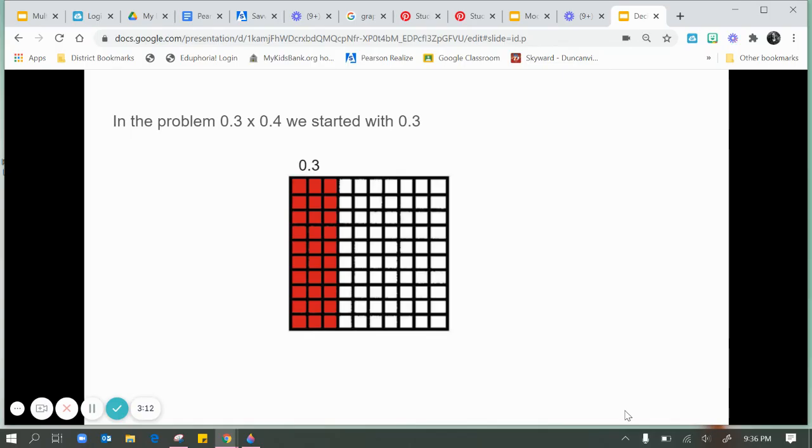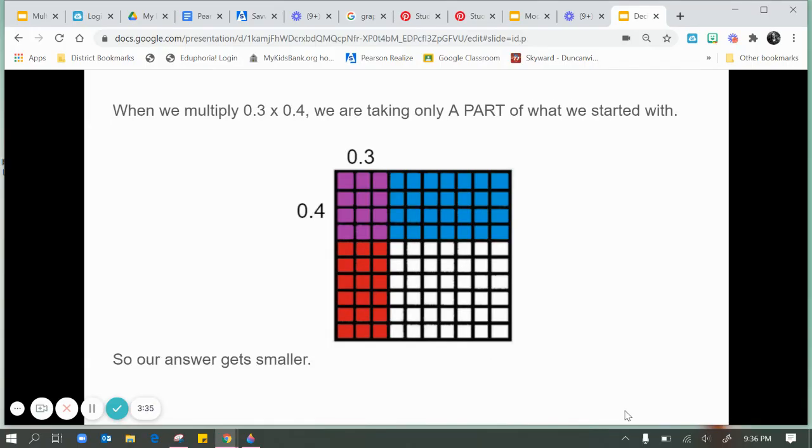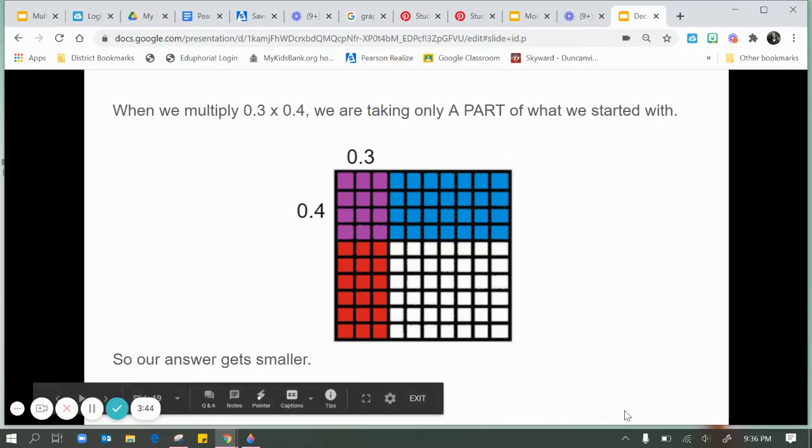In the problem, 3/10 times 4/10, we started with 3/10. If we multiplied 3/10 times 1, we would still get 3/10, what we started with. But we're not multiplying by one whole. We're multiplying by a number that is less than 1. So we're taking less than one whole of what we started with. When we multiply 3/10 times 4/10, we're taking only a part of what we started with. So our answer gets smaller.